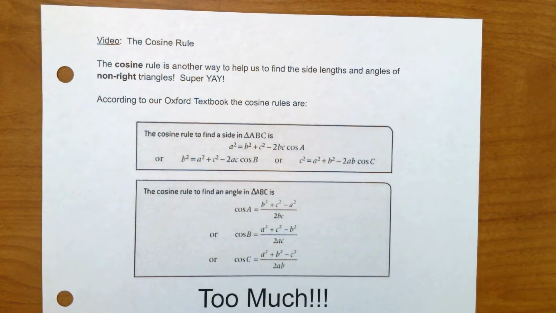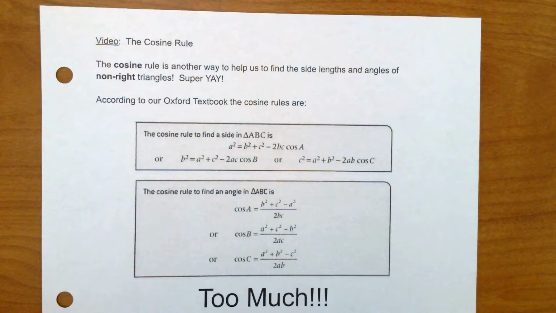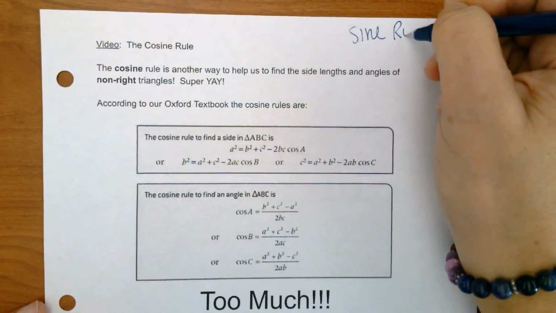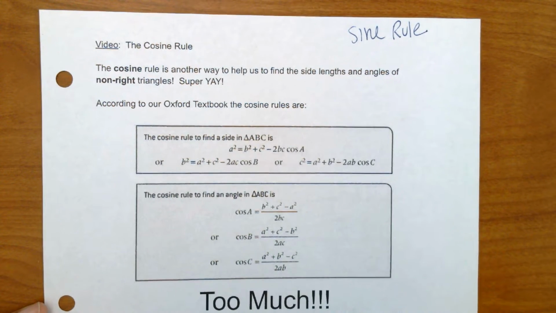Hello, this is Dr. Mears, and today we are going to be learning about the cosine rule. We do have what's called the sine rule, so if you haven't watched that video, you can watch that video as well. The cosine rule is like the sine rule, where the cosine rule is another way to help us find side lengths and angles of non-right triangles.